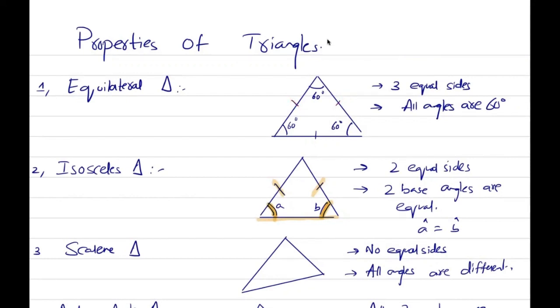An isosceles triangle is a triangle in which two sides are the same and the two base angles are the same. So these two angles are going to be the same because these two sides are the same. So A is equal to B. The third length would be different and the third angle is going to be different.